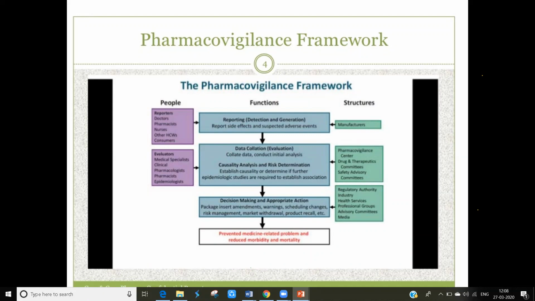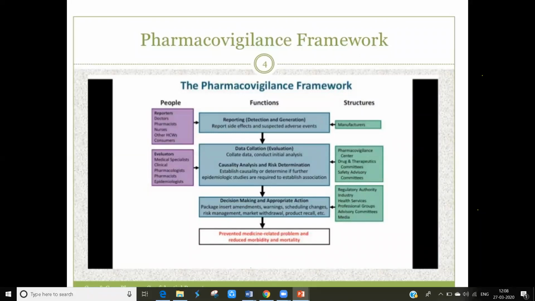They do the evaluation, they collect the data, conduct initial analysis, and also do the causality analysis. Causality is nothing but whether it is related to the drug or not related to the drug. We call it the causal relationship, and also the risk determination. So here they will establish causality and determine if any epidemiologic studies are required. They will establish any association of the drug to the event.